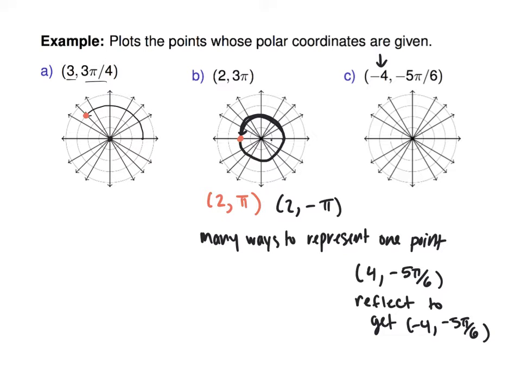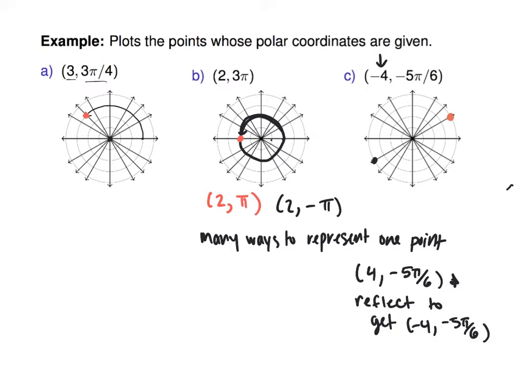Okay, and I know this is weird and I hate it too. But if I was plotting 4, -5 pi over 6, that ends up right out here. Does that make sense? And then you look at the diagonal that it's on, and you rotate that 180 degrees to do the flipping or the negative r thing. So that puts this point in the end right there.